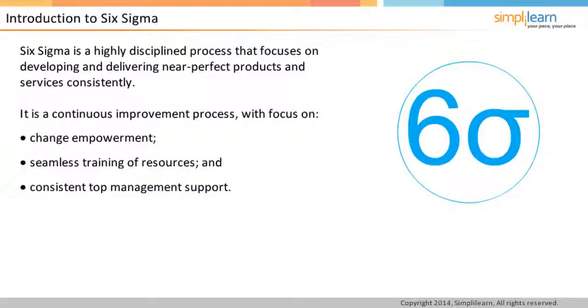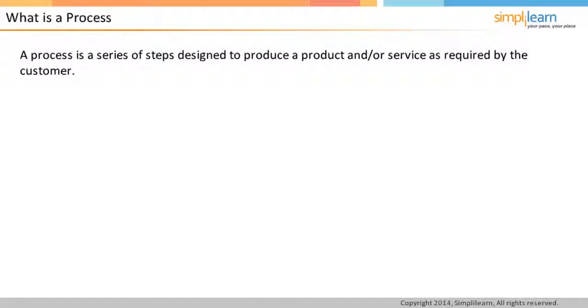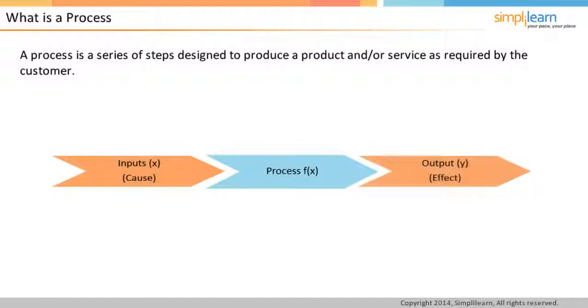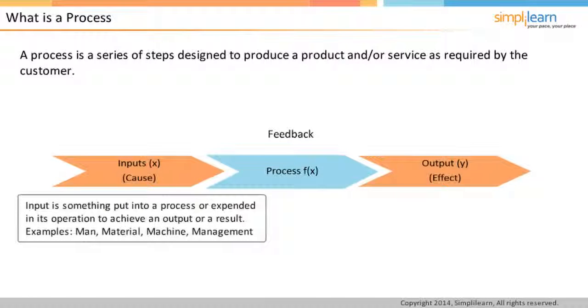Now the question arises as to what is a process. This will be explained in the next screen. A process is a series of steps designed to produce a product and/or service according to the requirement of the customer. A process mainly consists of 4 parts: input, process steps, output, and feedback. Input is something put into a process or expended in its operation to achieve an output or a result. For example, man, material, machine, and management.